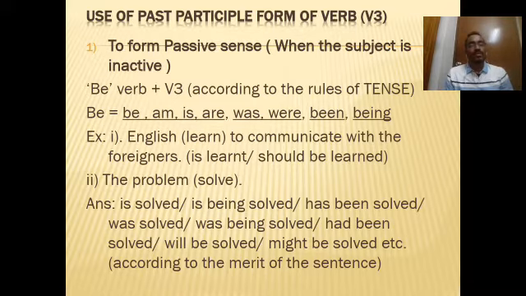The problem solved. So the problem is solved. The problem is being solved, if you think it might be in present continuous tense. Or the problem has been solved if we think this sentence is in present perfect tense. The problem was solved if we think this is in past indefinite tense. Was being solved is used in past continuous tense. Had been solved is for past perfect tense. Will be solved is for future indefinite tense, or might be solved. So these are the possible answers.